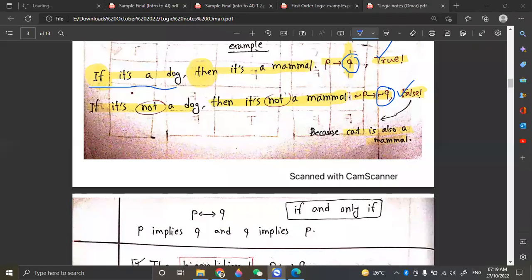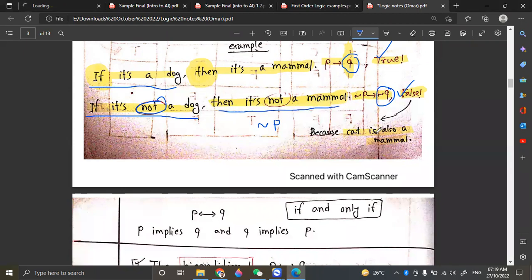Second one in first. So if it's not a dog, this sign is called not. If P is a dog, then not P. So if it is not a dog, then it's not a mammal. This is the statement here.